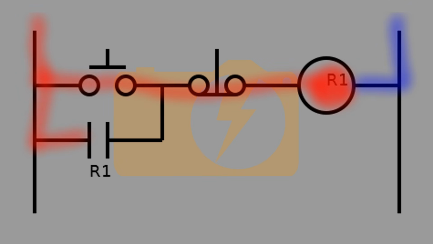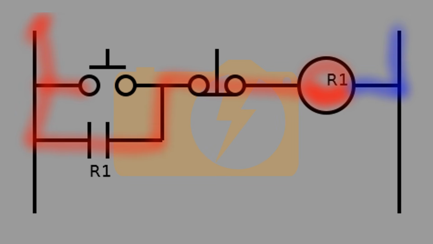Pressing the push button on rung 1 allows current to pass through the normally closed push button and the coil R1. This in turn causes the normally open contacts R1 on rung 2 to close. Once the push button has been released, power continues to pass through the normally closed contact R1 and through the coil R1, turning the momentary push of the push button into a maintaining signal.